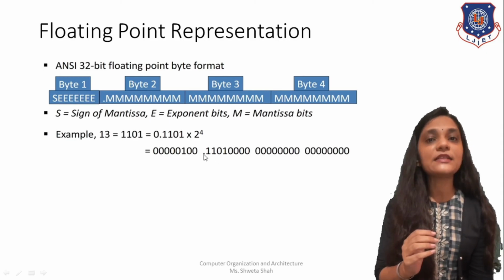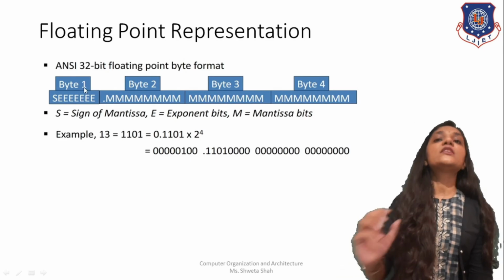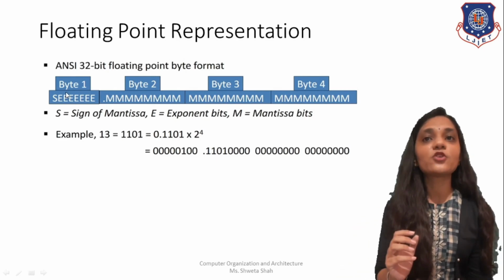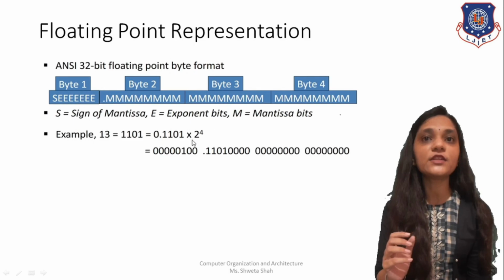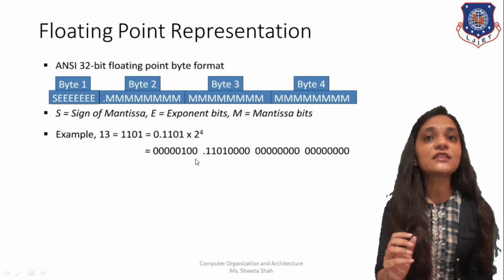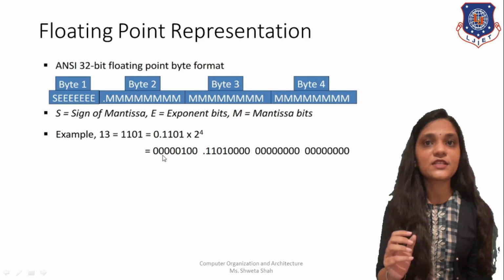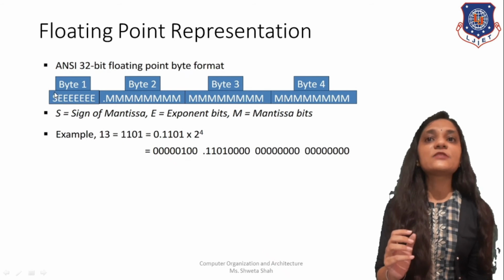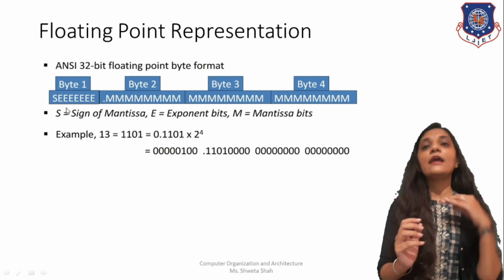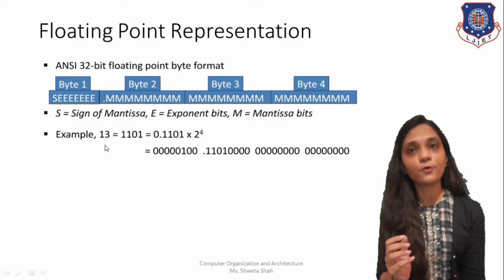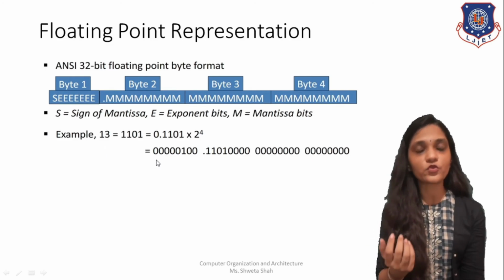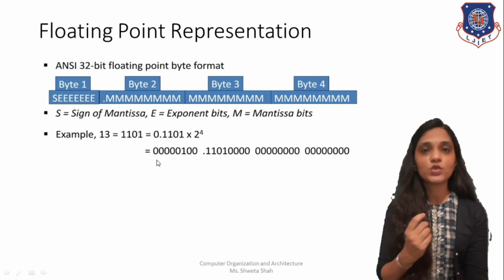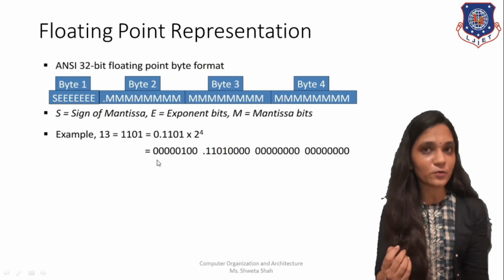After the mantissa we have the binary point, and then there is the first byte. What does this first byte represent? It represents your exponent. What is the value of the exponent? That is 4. So we represent this 4 in 7-bit representation, and that will be 0000100. And this S bit represents your sign. As our number is positive, that means our mantissa is positive, so we represent it with 0.